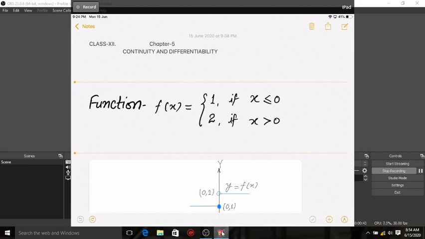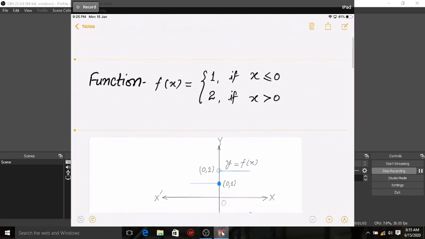So what is continuity and what is its graphical meaning, we will study here. To understand continuity, first of all we are taking a function, that is f(x) equals 1 if the value of x is less than or equal to 0, and its value is 2 if x is greater than 0.